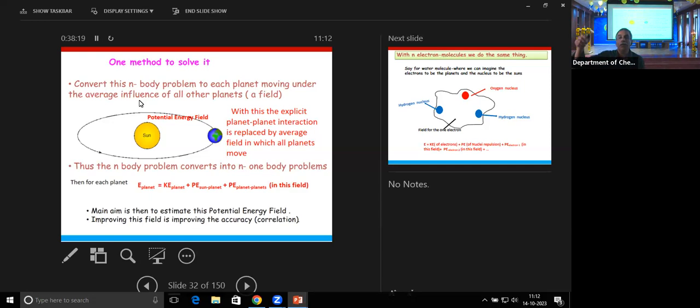So you have Mars moving in that, Mercury moving in that field, Earth moving in that, you have n such problems. And that will give you the total, and then the kinetic energy remains. It is there. So that way you get the total energy of the system. I hope you understood this. Okay, there's nothing special.